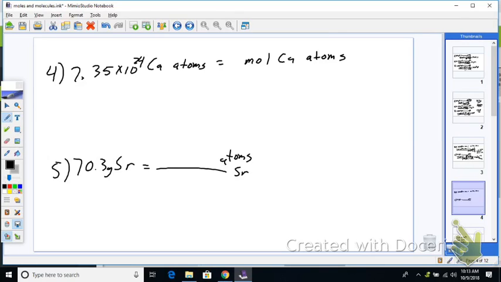Now, on these last 2, you've got to use this number. On the last 2, it's giving you atoms, and it's asking for atoms. So in both of those examples, you're going to have to use this number somewhere in there. All right? So this number is atoms to moles. That number says 6.02 times 10 to the 23rd atoms, like a dozen's 12, that's going to equal 1 mole of atoms.